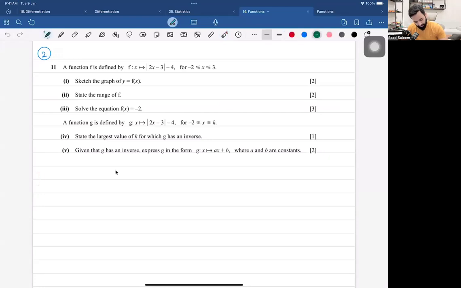Remember the procedure to sketch any modulus linear function. Not just any modulus function, but a modulus linear function, which means that inside the modulus, you have the equation of a straight line. So the first thing you want to do is find out the x coordinate of the vertex. So keep your eyes on the prize.